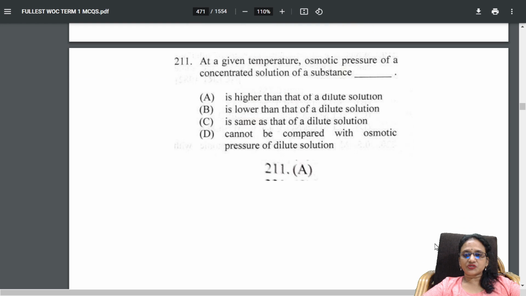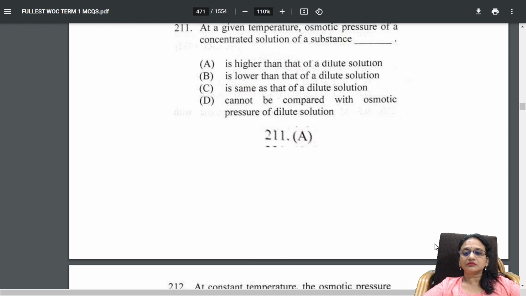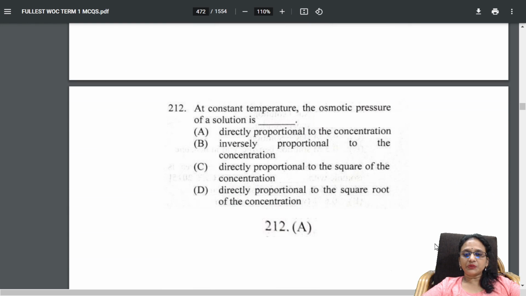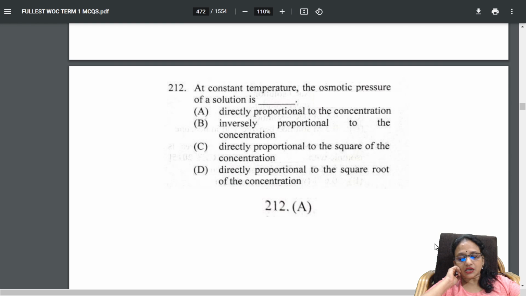One more question based on your osmotic pressure. They may give you a definition like this. See here. At constant temperature, the osmotic pressure of a solution is directly proportional, meaning pi is equal to CRT. So in the statement form, they have given you.